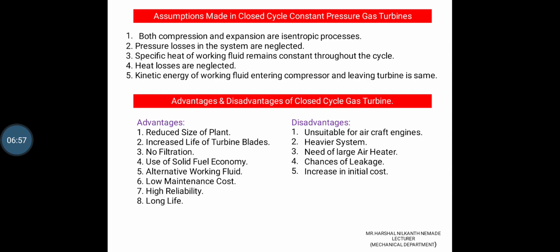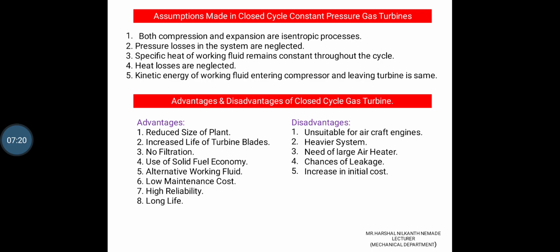Assumptions made in the closed cycle gas turbine: both compression and expansion are isentropic processes. Pressure losses in the system are neglected. Specific heat of the working fluid remains constant throughout the cycle. Heat losses are neglected. Kinetic energy of the working fluid entering the compressor and leaving the turbine is the same.